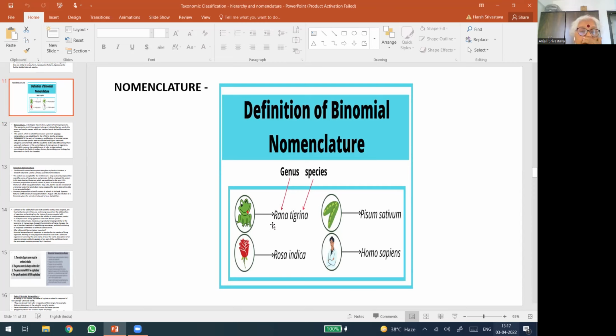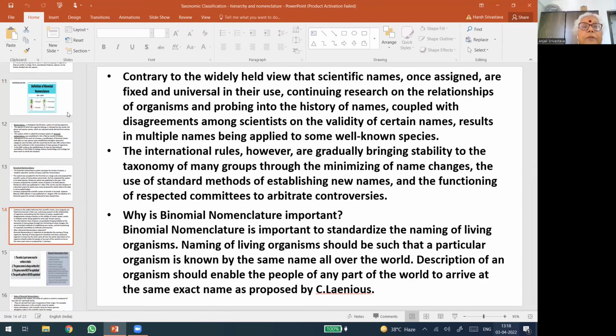And when typing, it is written in italics, but if it is handwritten, then these two, the generic name and species name, must be underlined. And the generalized rule is that the name of the genus starts with a capital, and the name of the species starts with a small letter. So these are in general the rules of binomial nomenclature.